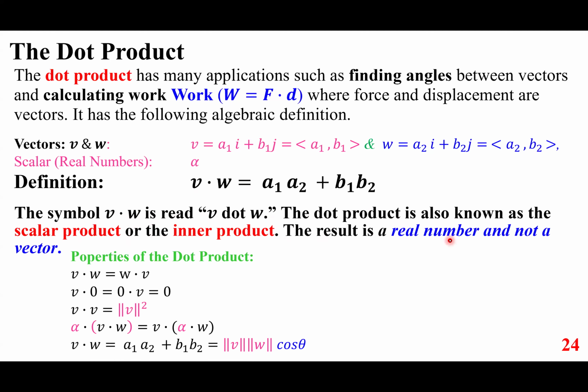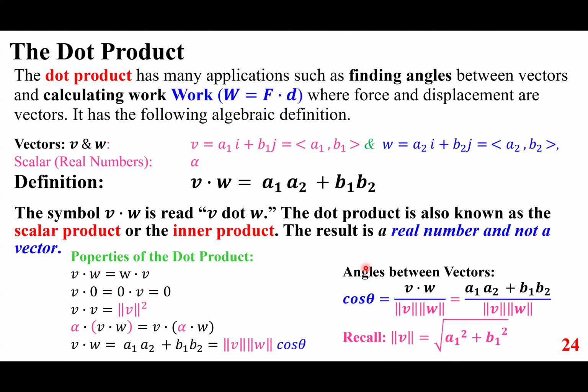So here are some properties. v dot w and w dot v are the same. v dot 0, 0 dot v must be 0. v dot v is the magnitude of v squared. a times v dot w can be done in any format, the distributive property. v dot w is a1 a2 plus b1 b2. Also, it's equal to the magnitude of v times magnitude of w, cosine theta. Theta is the angle between the two.